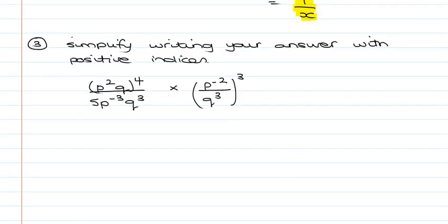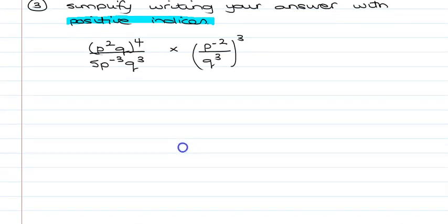Alright, so we're going to simplify writing your answer with positive indices. That word there, positive indices. This is how all of these should be simplified. You should never leave an answer with a negative index. So looking at this question, this looks quite daunting, but it isn't really. We're just going to tackle it a bit at a time. And remember, we've got fractions that we're multiplying.